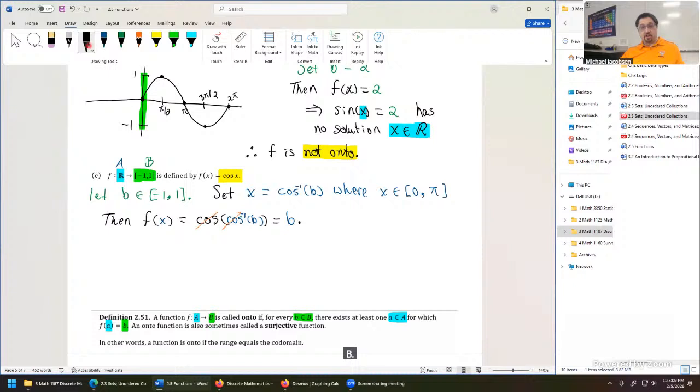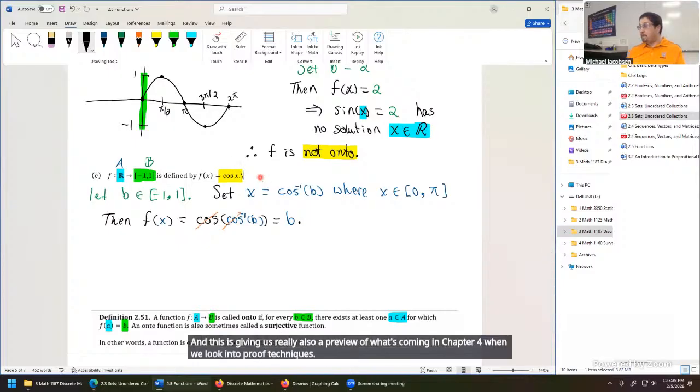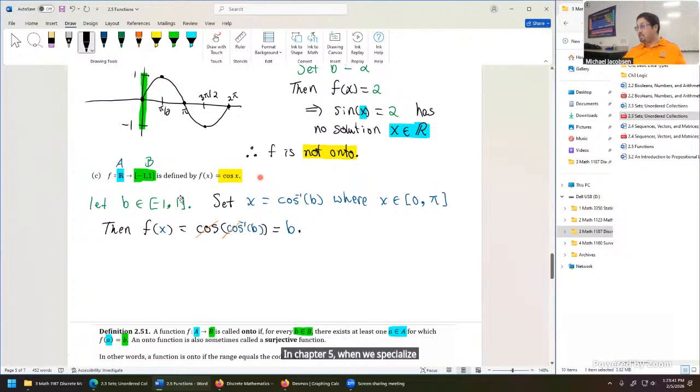The key element of the argument that we just wrote down was, I never said what b was. It is 100% fully arbitrary. Any element, whether it's -1, -0.999998, or up to +1, any number whatsoever works with this particular x we chose. So we have proved that this is definitely an onto function. And this is giving us really also a preview of what's coming in chapter 4 when we look into proof techniques, and chapter 5 when we specialize into proof by induction.